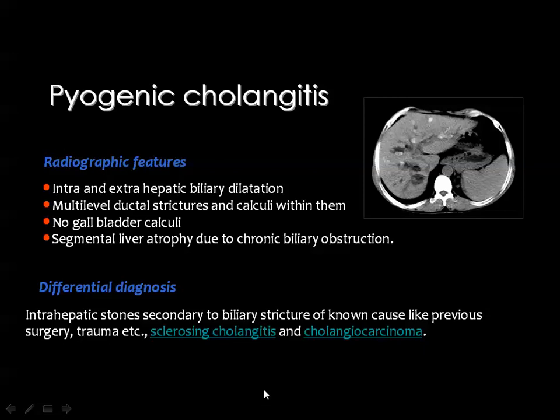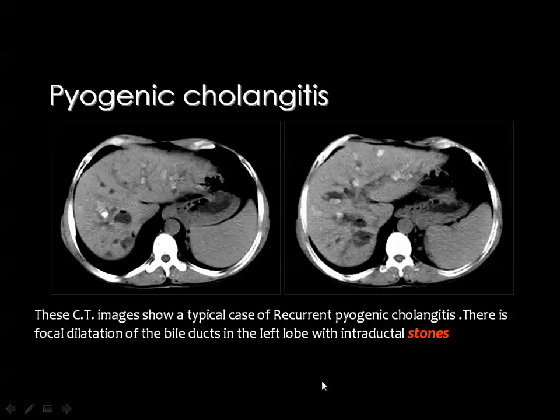The diagnostic findings for pyogenic cholangitis or even sclerosing cholangitis is to detect multiple biliary strictures alternating with dilated bile ducts, and the presence of calculi inside the dilated biliary radicals is suggestive of pyogenic cholangitis rather than sclerosing cholangitis, although the sclerosing cholangitis may be associated with some percentage of stone formation as well.